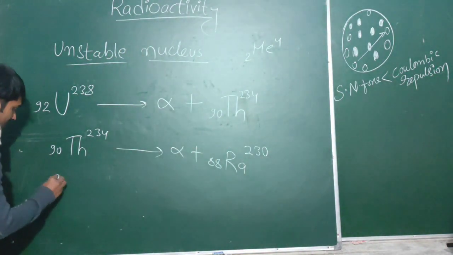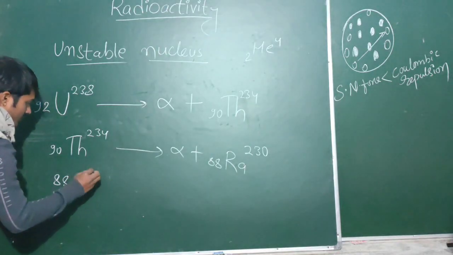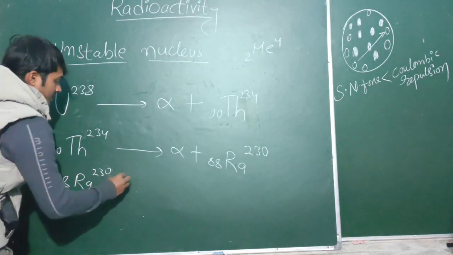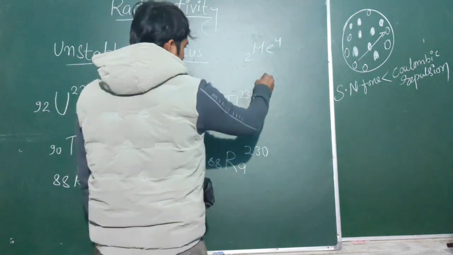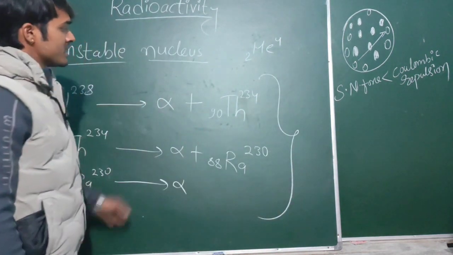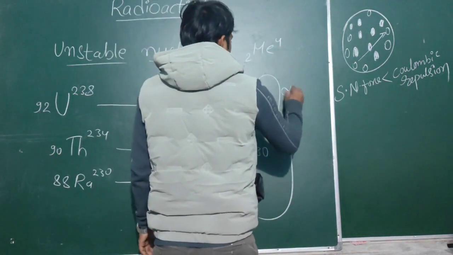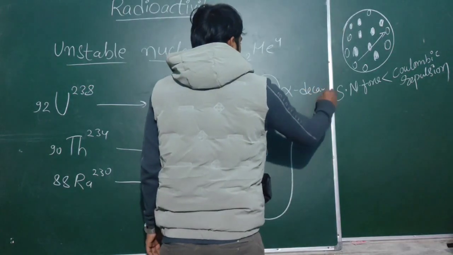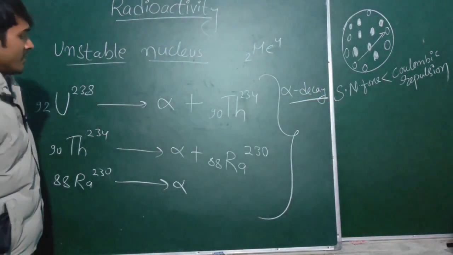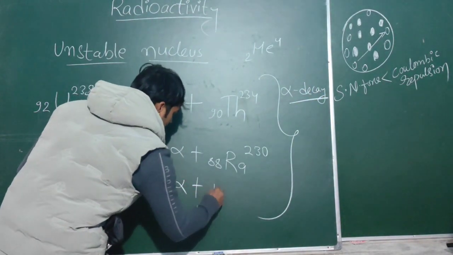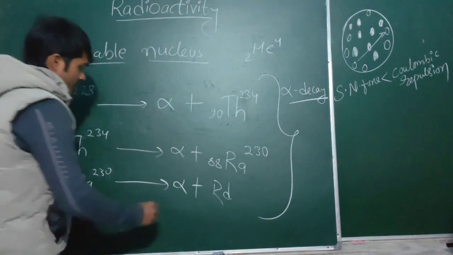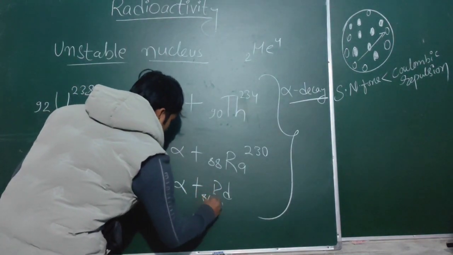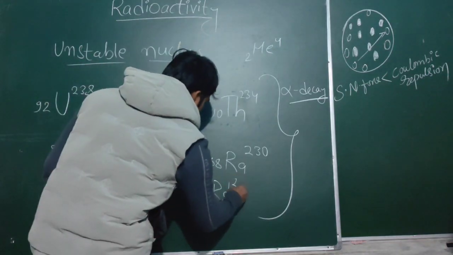Then again it will undergo alpha decay. So in all this process, the nucleus is emitting alpha particles, and such a decay is considered to be alpha decay. And it will become radon. Again its charge is reduced by 2 and its mass is reduced by 4.